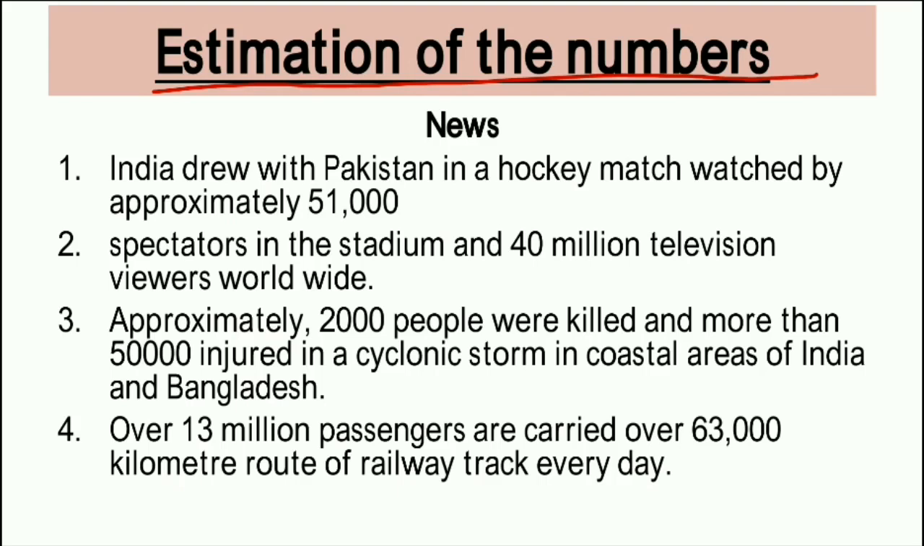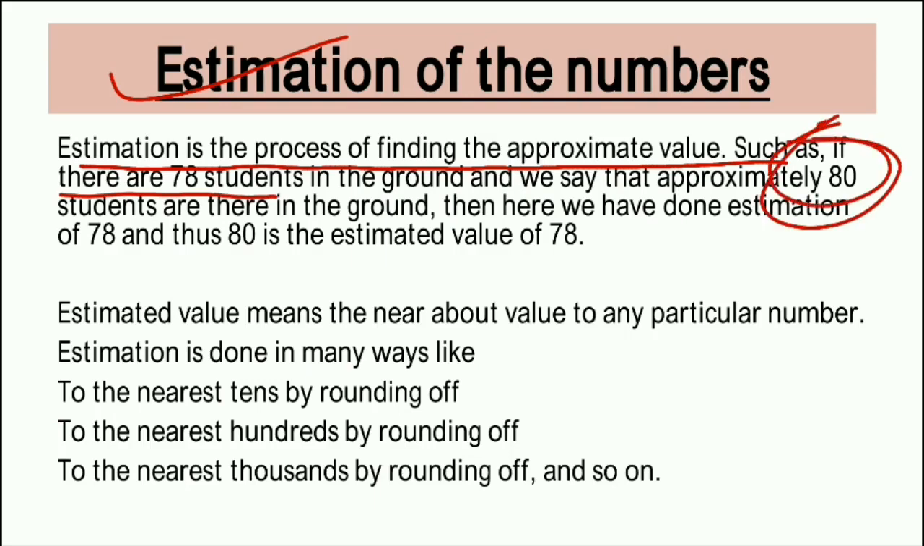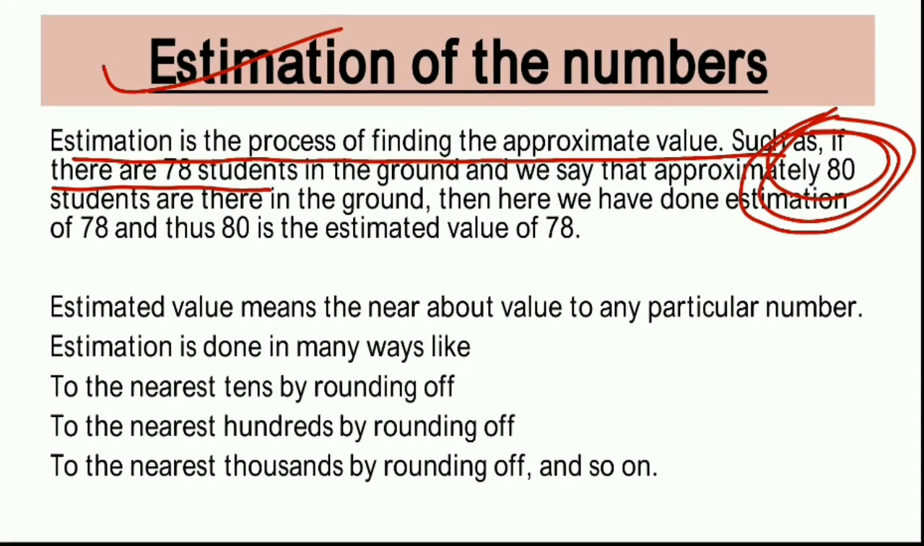Some of the lines I have written here. Estimation of number: estimation is the process of finding out the approximate value, such as if there are 78 students, you can say that approximately 80 students are there. It is the estimated value, it is the near about value, that is not exact. That approximate value is known as the estimated value.